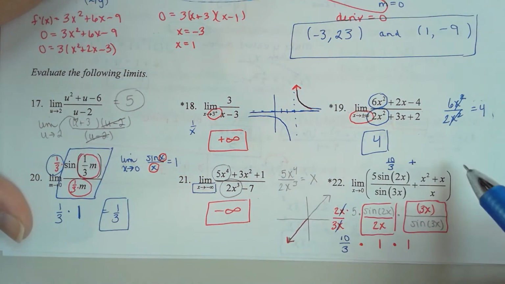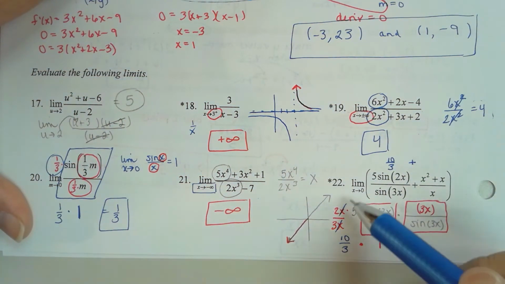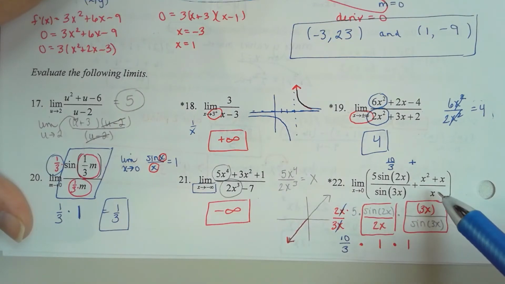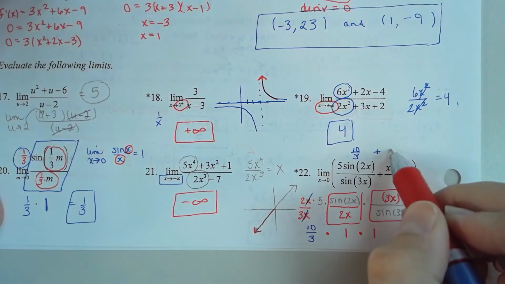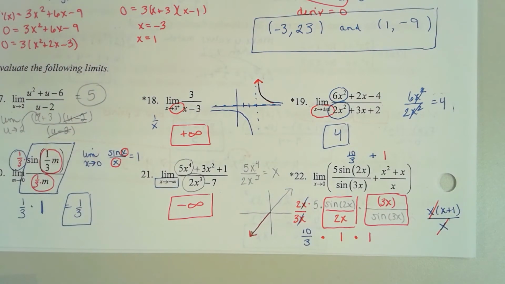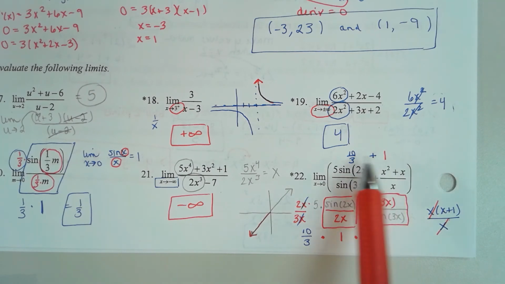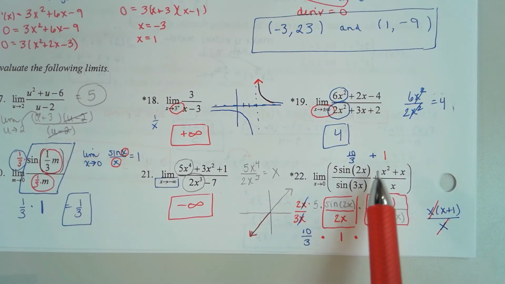plus. Now I need to worry about this piece. I cannot plug in the 0. But what I can do is factor out an x and get rid of that problem. And now I can plug in the 0, and I get 0 plus 1, which is 1. So my final answer is 10/3 from this piece and a positive 1 from this piece. So 10/3 plus 3/3 is 13/3.